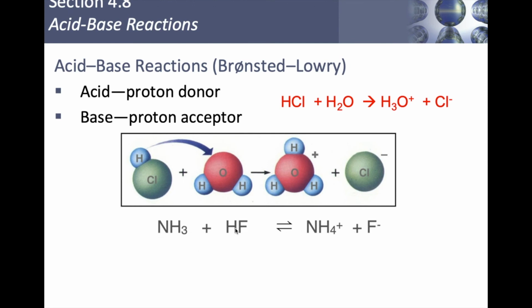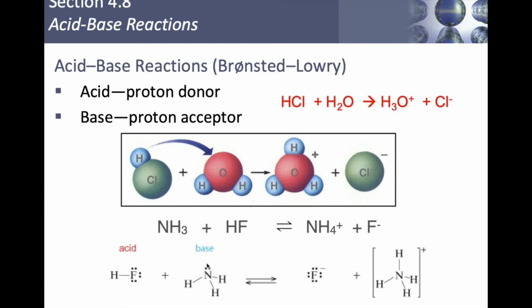So again, think about which one of these hydrogens is being donated. Is a hydrogen being donated from here to here, or from here to here? When we look at that pictographically, you can see that this H is going from the HF, the hydrofluoric acid, and now it's being attached to NH3 to make this ammonium ion here. And so HF is my acid, because it is donating its hydrogen.